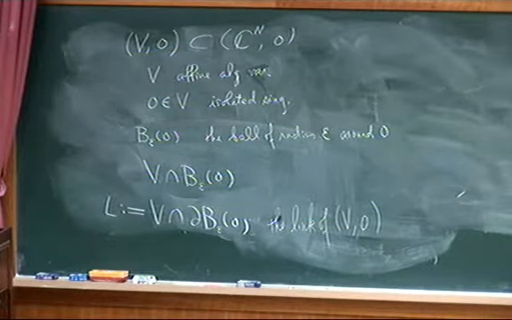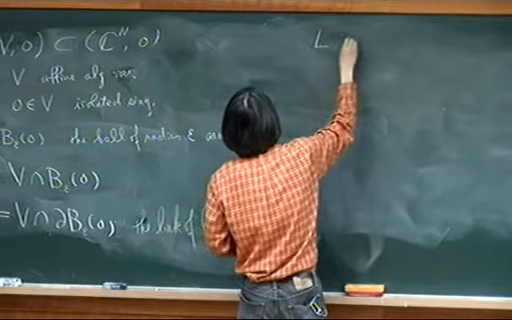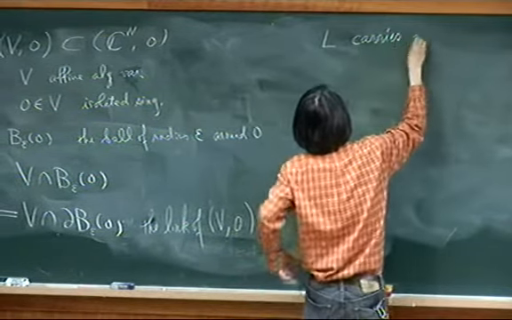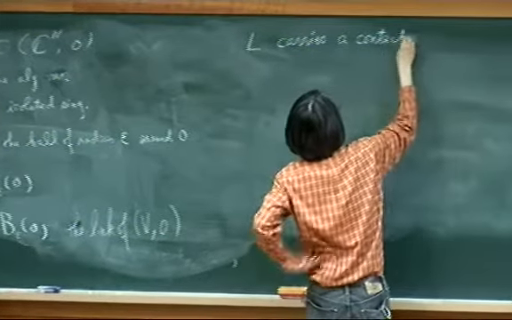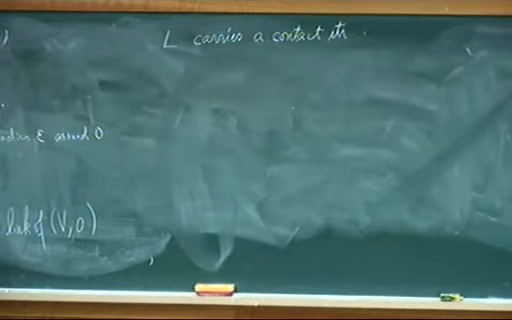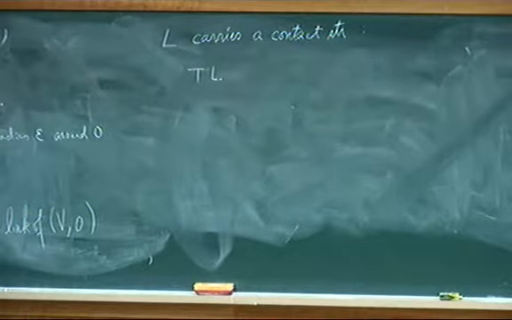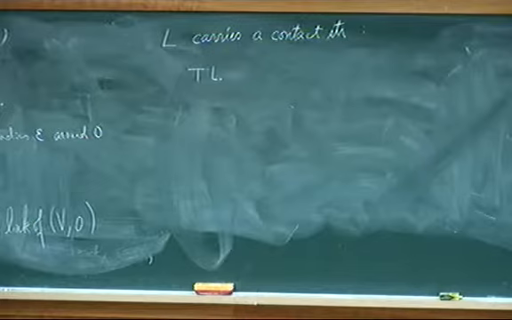Then this L carries a natural contact structure, as follows. So I consider the tangent bundle TL. It's a subbundle of the tangent bundle of V away from the origin, and then that one is considered as a subbundle of the tangent bundle of this complex vector space restricted to L.